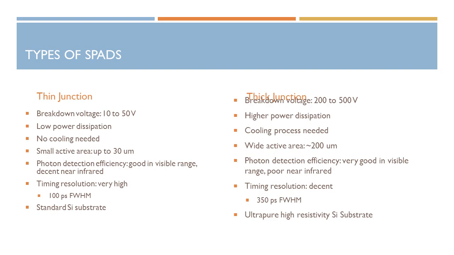The thin junction has a small active area up to 30 micrometers, while the thick junction has a wide active area of typically around 200 micrometers. Both have good photon detection efficiency in the visible range, but the thick junction has poor detection when the wavelength is near infrared, while the thin junction is still able to pick up the longer wavelengths. The timing resolution is significantly higher for the thin junction, coming in at around 100 picoseconds at full width at half maximum compared to 350. In terms of manufacturing, the thin junction only requires a standard grade silicon substrate, while the thick one requires ultra-pure, high-resistivity silicon, making it much more expensive to manufacture than the thin junction single-photon avalanche diode.